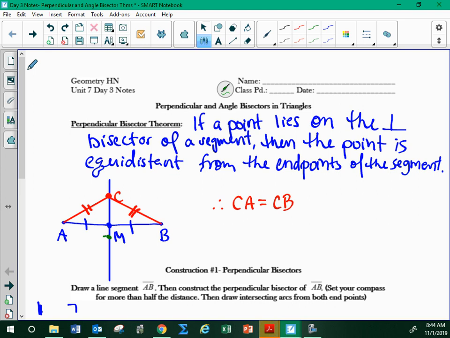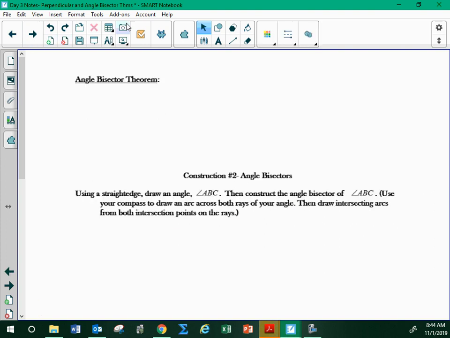Okay, questions with that? Okay, now we're going to, for right now, ignore what's happening underneath where it says construction, and we're going to take a look at the angle bisector theorem. So again, the perpendicular bisector theorem: we've got a perpendicular bisector, and any point on here is the same distance away from the endpoints of the segment. Angle bisector theorem.